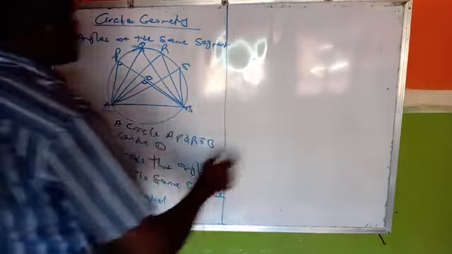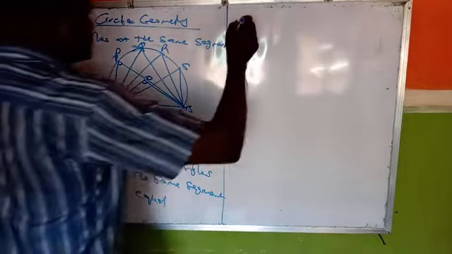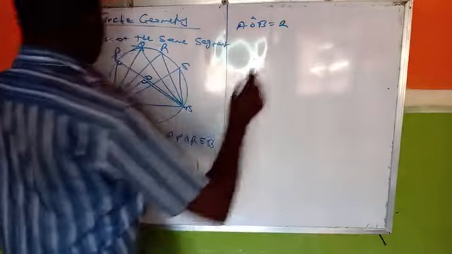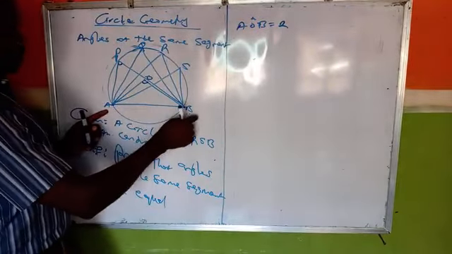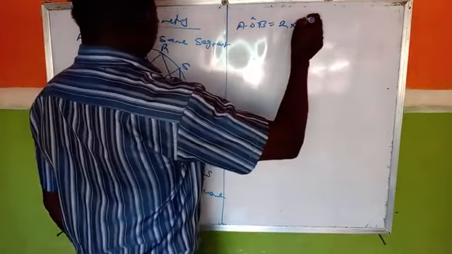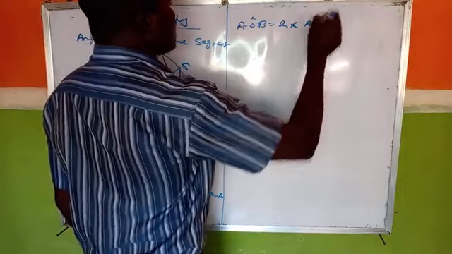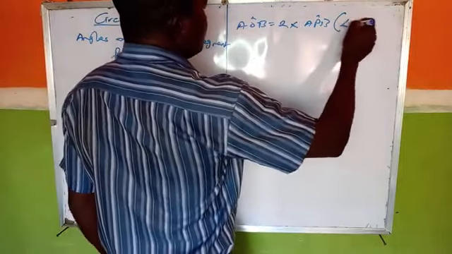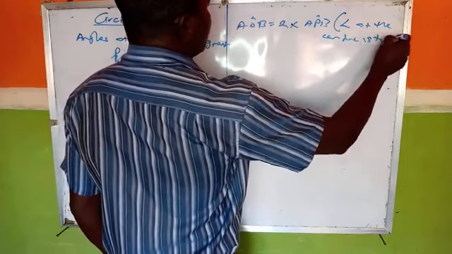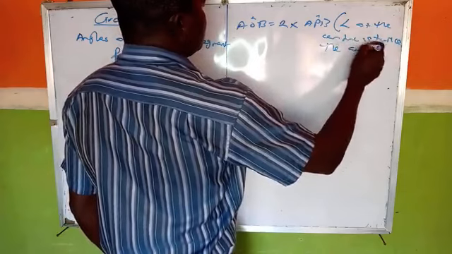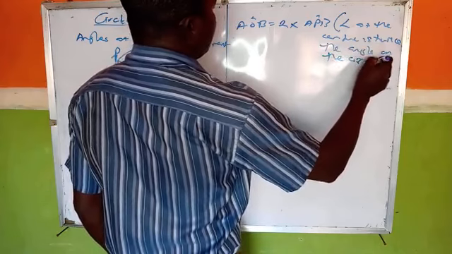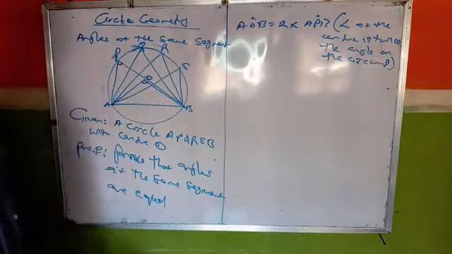So what you simply prove here is this, that angle AOB is 2 times angle APB. So you put the proof there. Angle at the center is twice the angle on the circumference. So you have that.